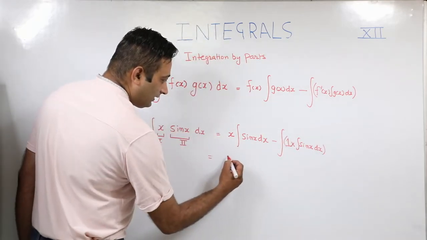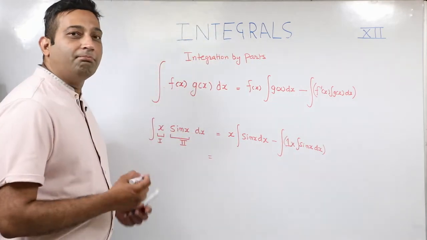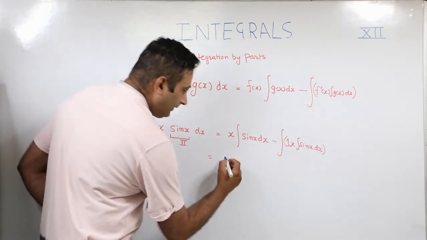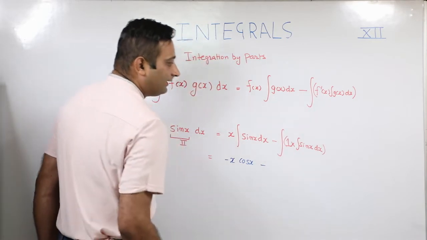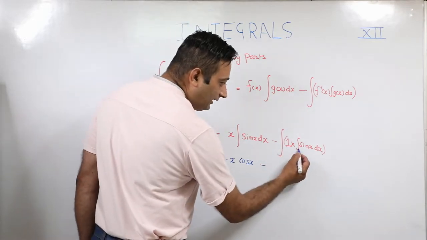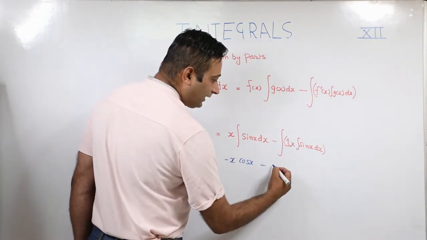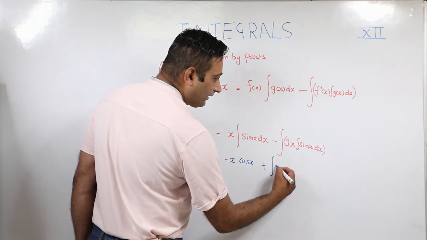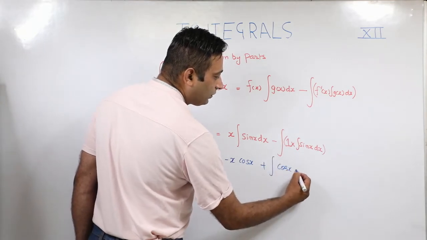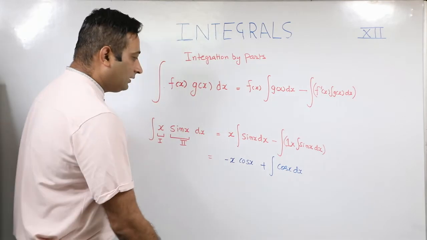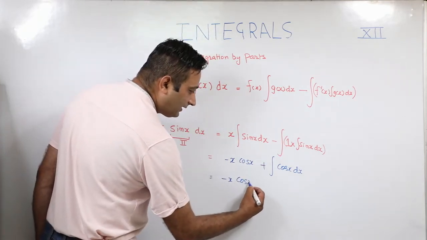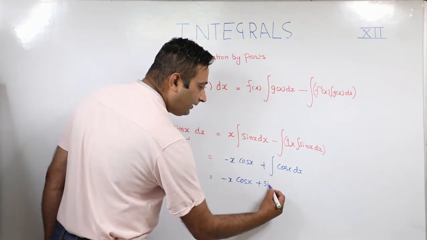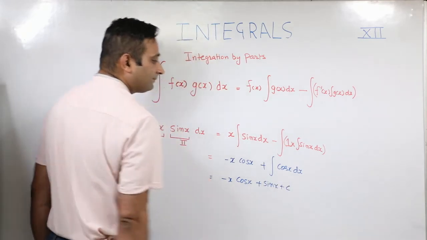Now the integral of sin x is −cos x, so that will be −x cos x minus, now the integral of sin x will be −cos x here again, so it will become plus, and the integration of cos x dx. Now the integration of cos x will be sin x, so the final answer will be −x cos x + sin x + c.